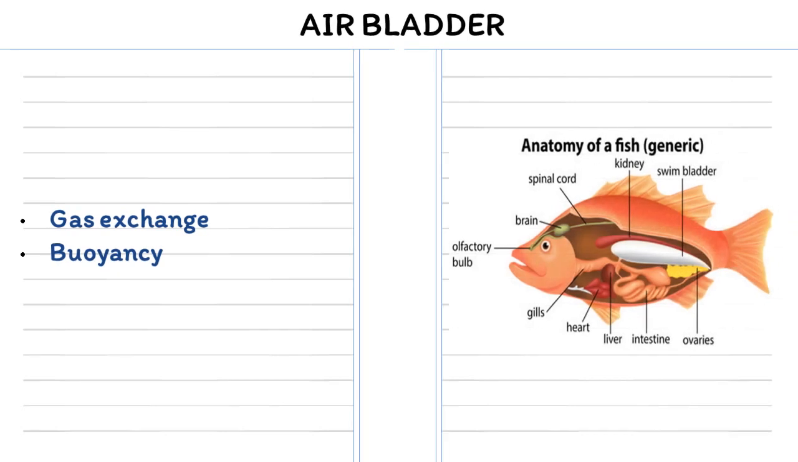Air bladder. The air bladder is present inside the fishes, which is useful for gas exchange as well as for buoyancy. Can you watch this figure? The white colored mass, the swim bladder, that is called the air bladder. It is filled with air. So this is used for respiration, and it is used for buoyancy, meaning it is used to float, right? Okay.